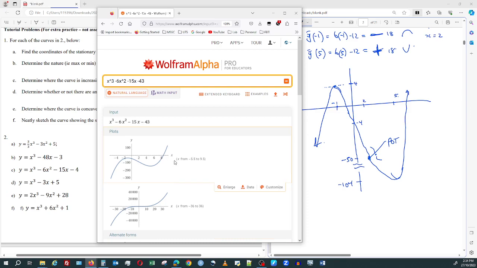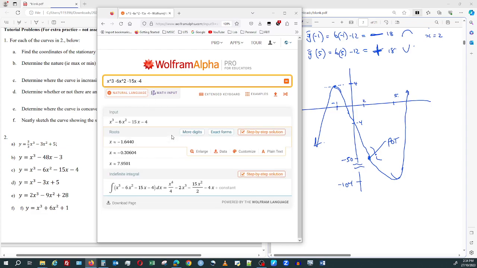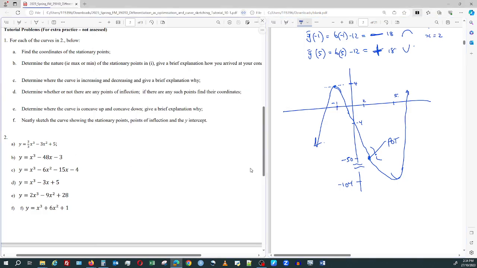So x cubed minus 6x squared minus 15x minus 4. So again, the scale's hiding the 4, but it's come up over there. So that's fine. That looks very, very good. And the scale's betraying that a little bit, but yeah. Alright, so that's good work on that one.